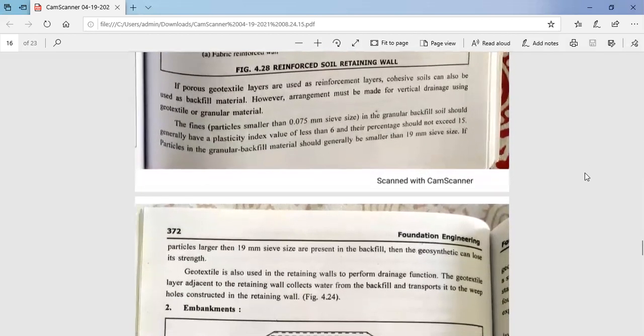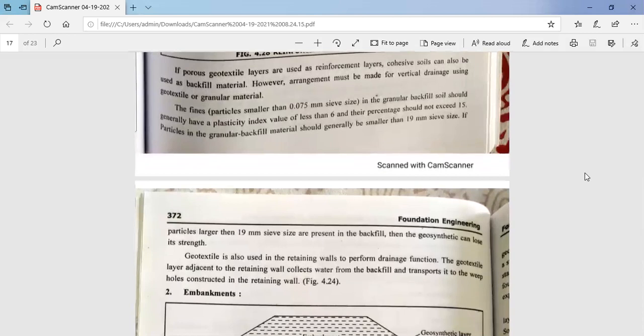Porous geotextile layers are used as reinforcement layers. Corrosive soils can be used as a backfill material. However, arrangements must be made for vertical drainage using geotextile or granular material. The fines in the granular backfill soil should generally have a plasticity index value of less than 6, and their percentage should not exceed 15. Particles in a granular backfill material should generally be smaller than 90 mm sieve size. If particles larger than 19 mm sieve size are present in the backfill, then the geosynthetic can lose its strength.